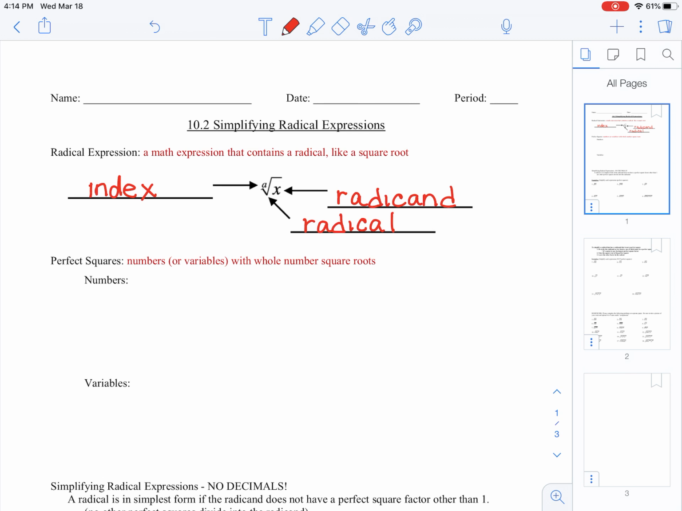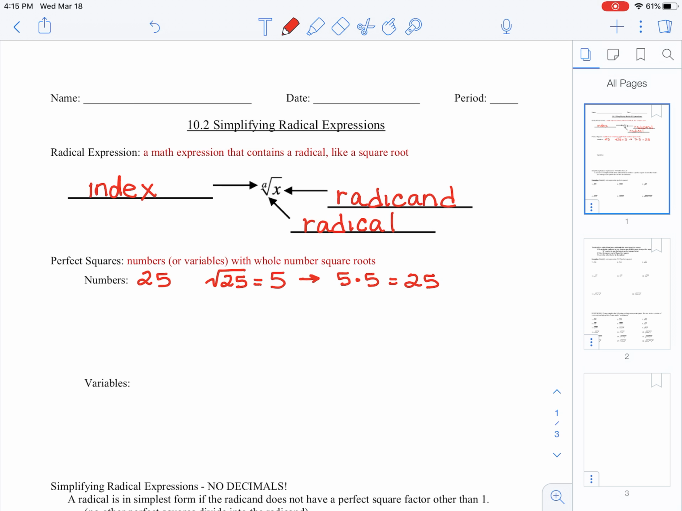When we simplify square roots, we're going to be using perfect squares. Perfect squares are numbers, or they can be variables, that have whole number square roots. So you're probably familiar with different perfect squares. For example, the number 25 is a perfect square. And that's because if I take the square root of 25, I get 5, a whole number, no decimals or fractions. The square root of 25 is 5 because 5 times 5 equals 25.